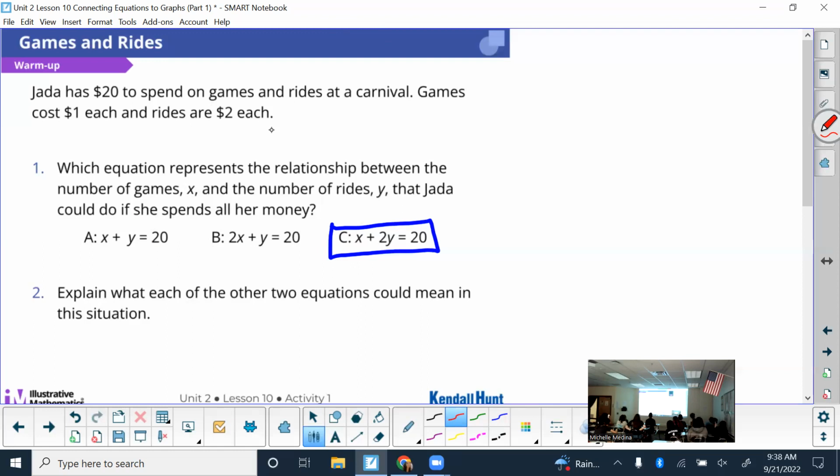And then discuss in your trios, or some of you are in pairs, what you think A represents, and what B represents.